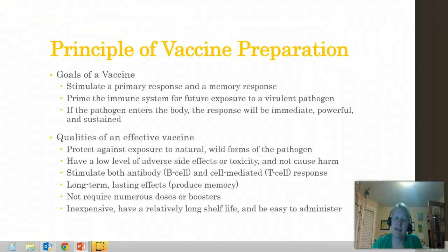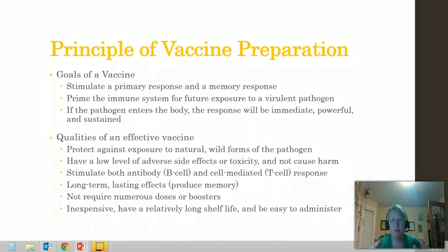So, principles of vaccine preparation. This is just like antibiotics. In fact, a lot of these are going to be almost identical to the antibiotics that we talked about in Chapter 9. So the goals of the vaccine are to stimulate the immune system, so that the body will be able to respond immediately if that pathogen were to emerge within the body.